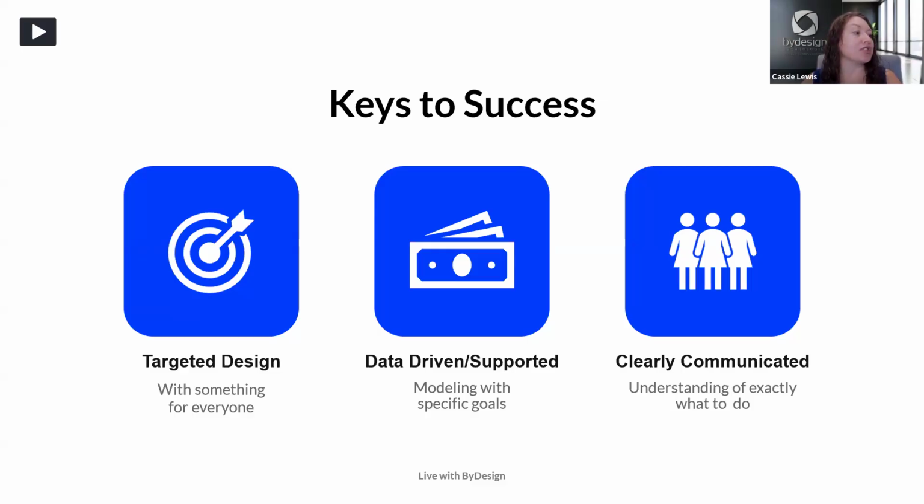So, first and foremost, targeted design with something for everyone. Second, make sure that it's data driven and data supported. And then third, that it is clearly communicated. And you're going to notice these are very similar to the business basics that we talked about, right? Something in it for everyone. Everybody feeling like they have their own success. And then making sure to understand, I know what I need to do in order to be successful. These are all very similar.